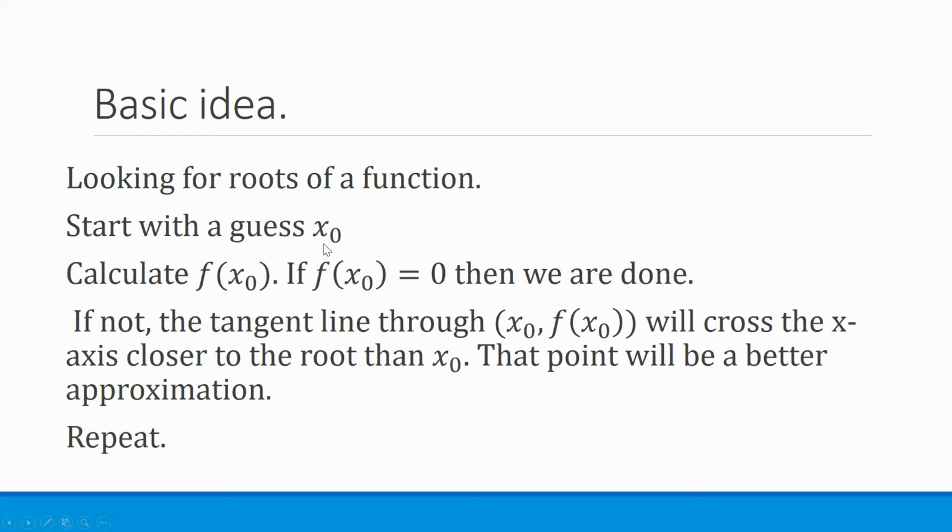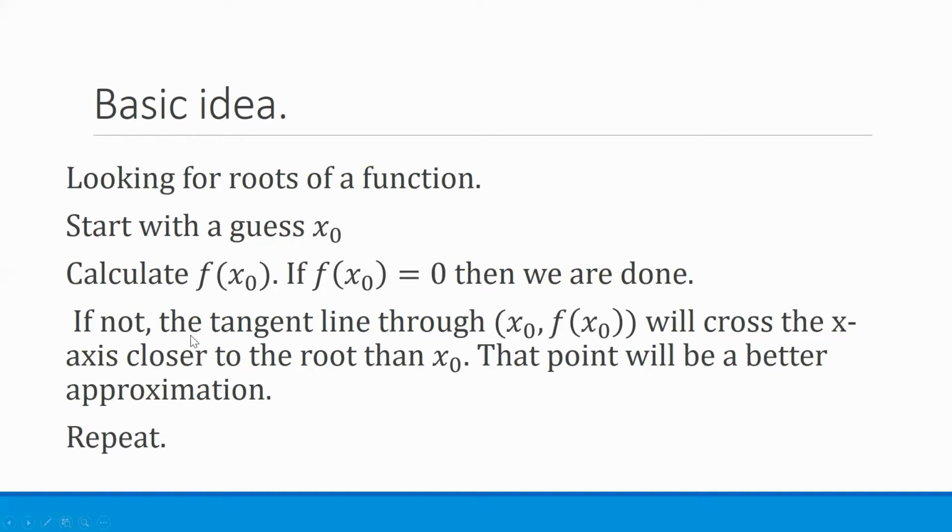We start with a guess. Our initial guess is called x0. It's some x value, and the sub-0 just means it's our initial starting guess. We're going to calculate the output of that function. If the output is 0, then we're done. We've found the root.